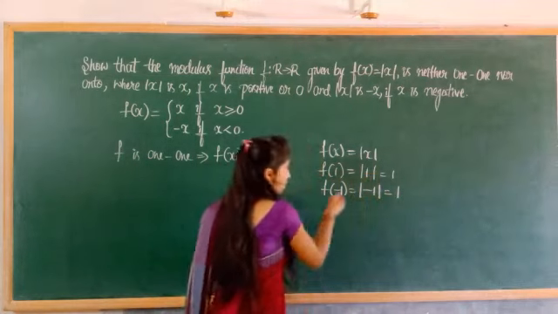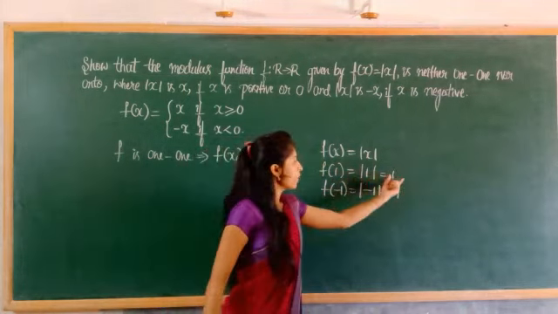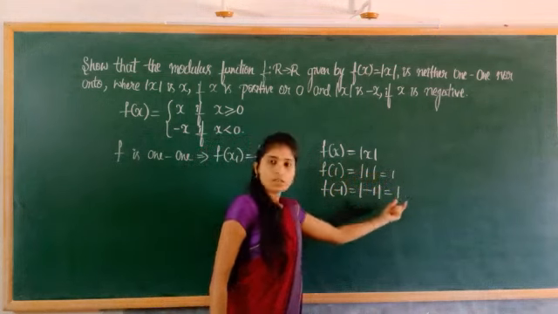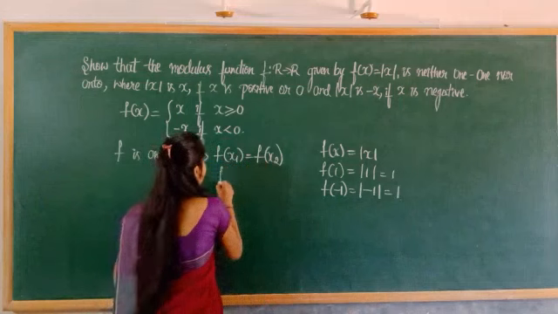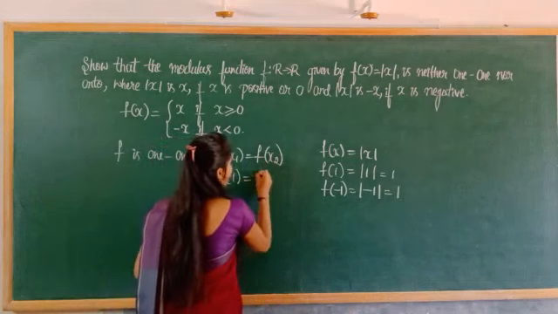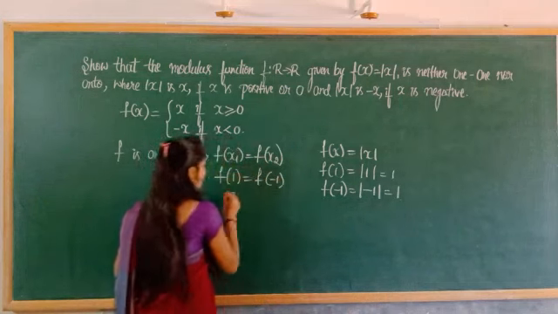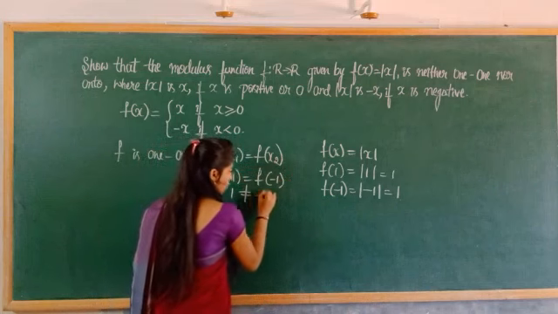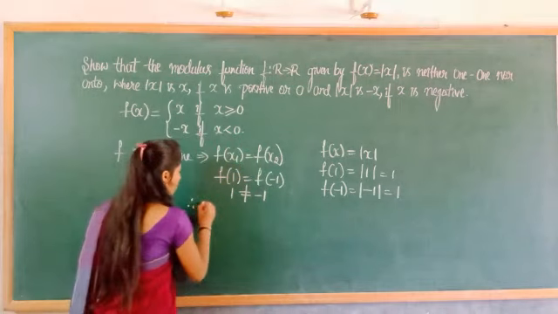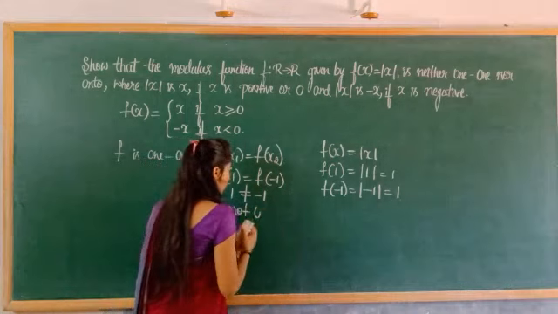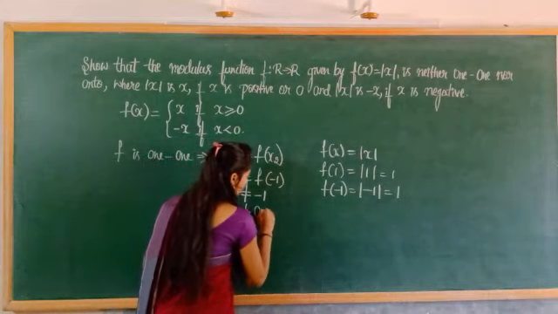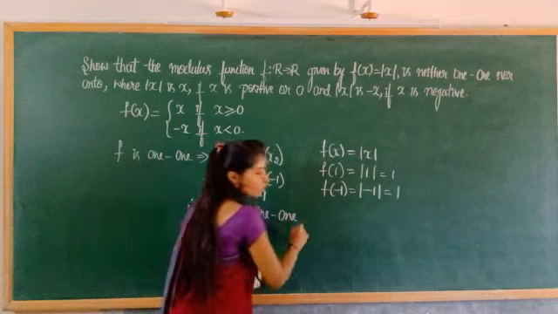In the same way, if you take 2, within the mod you will get 2 only. If you take minus 2, then also you will get positive 2 only, right? So here if I take f of 1 is equal to f of minus 1, then 1 is not equal to minus 1, right? Therefore f is not onto. Sorry, f is not one-one. f is not one-one here, right?